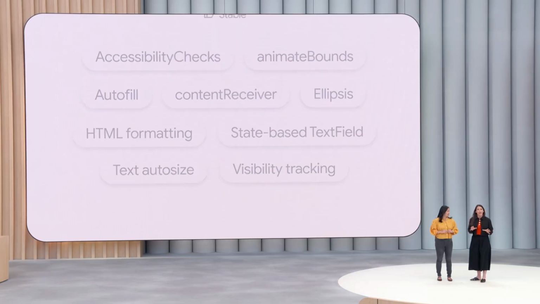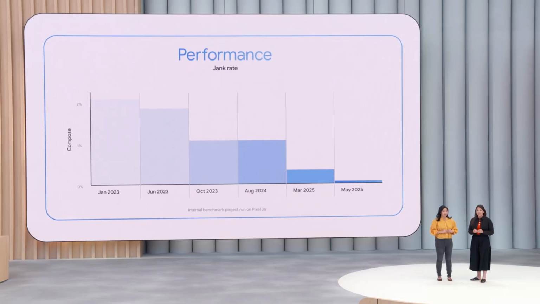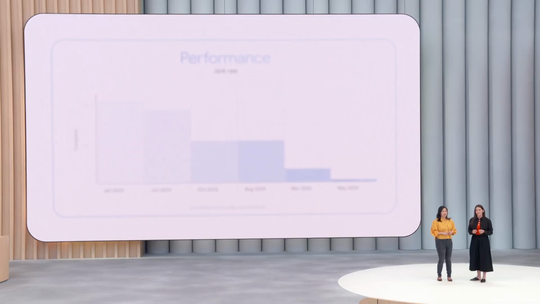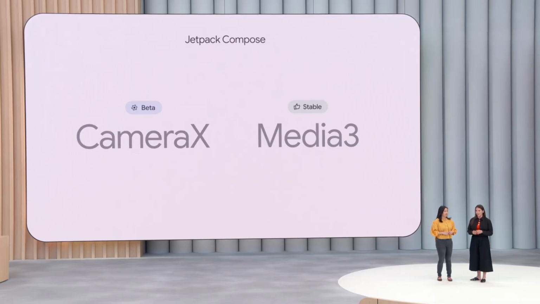We're focused on making Compose performance better and better. In the latest release, we see barely any janky frames on an older generation Pixel device. And we heard your feedback, you want to use Compose throughout your UI. So we're releasing Camera X and Media 3 Compose libraries.